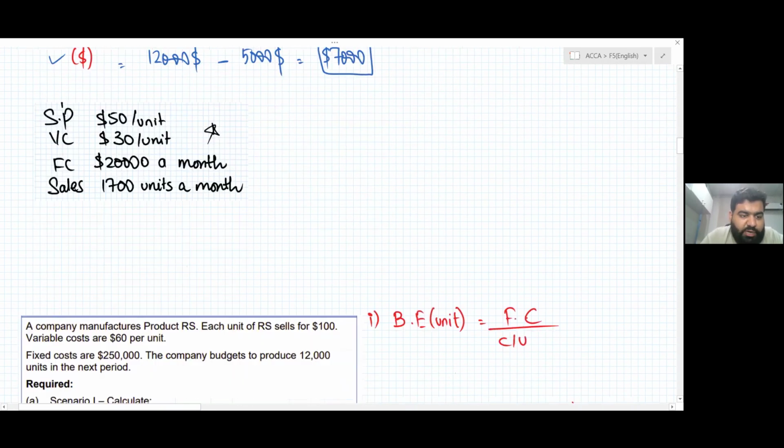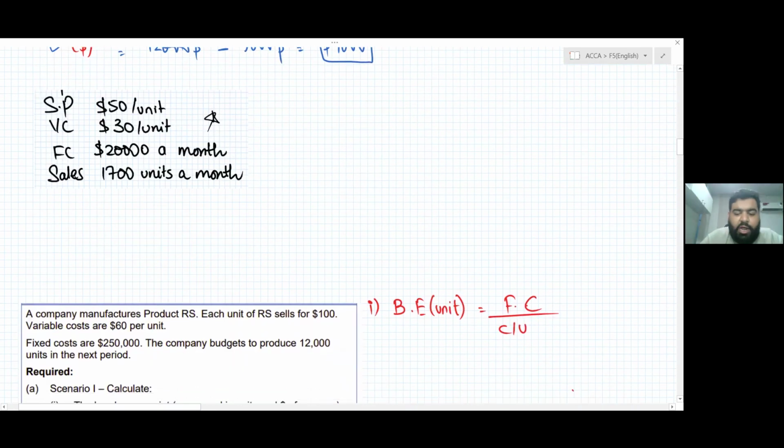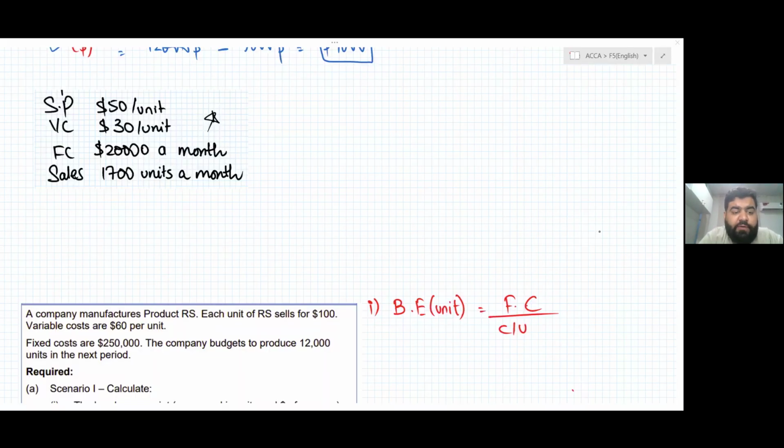There is a question that you have to do first. First you will do, then I will do that. Just start this question. Everyone should do this question. Calculate the margin of safety in units.